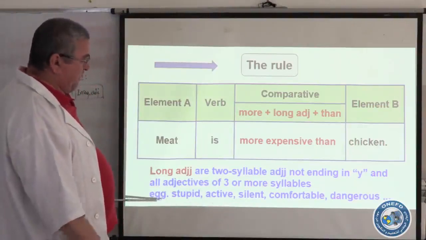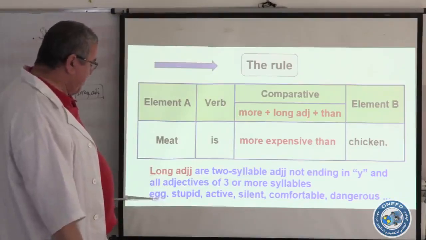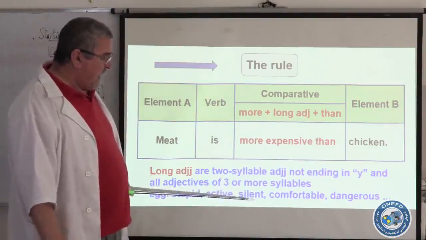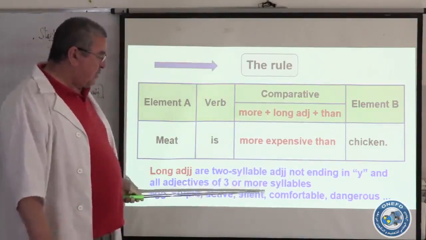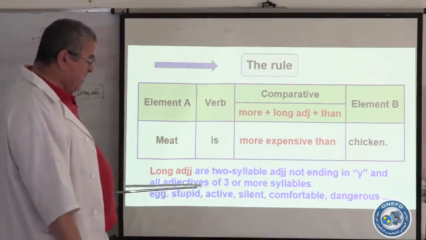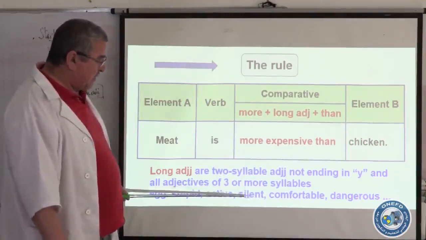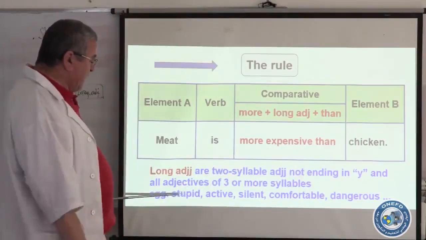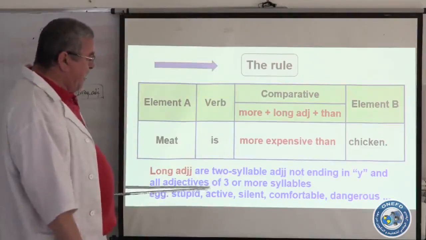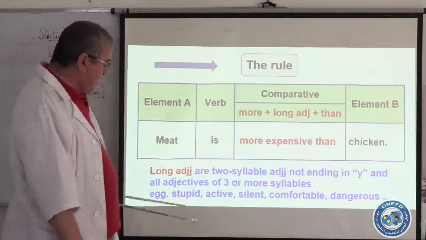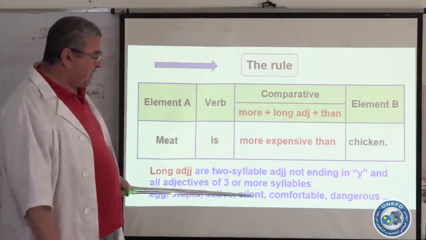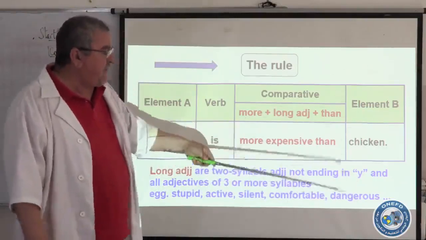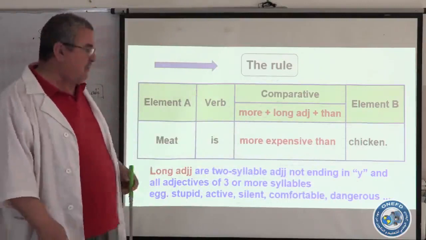Here are some examples of that type of adjectives. Stupid, active, silent. These are two-syllable adjectives. You see now the importance of talking about this one. They are two-syllable adjectives, but they do not end in Y. So, stupid, active, silent, and comfortable, dangerous. We can add expensive, important, interesting, and so on.